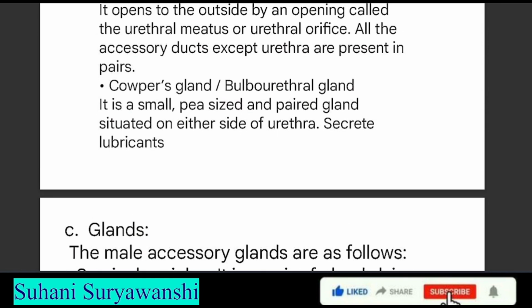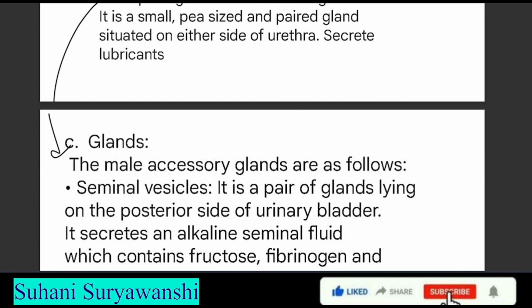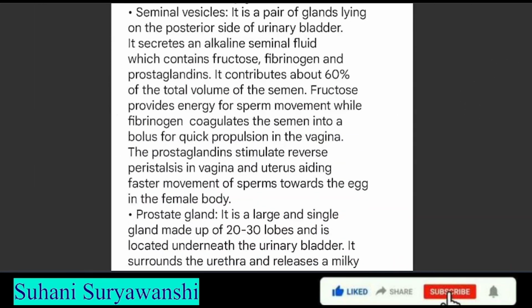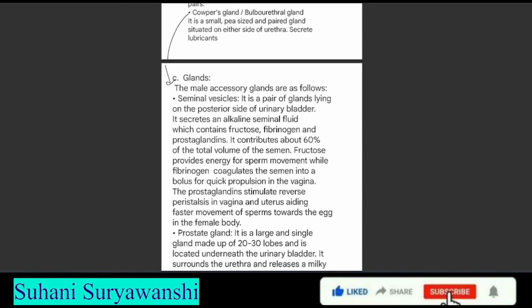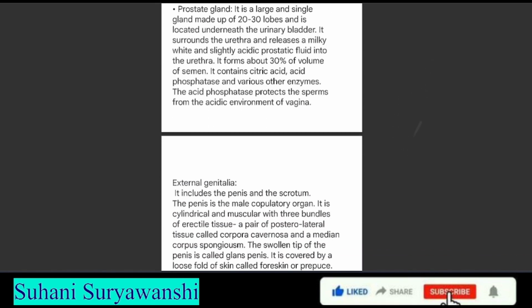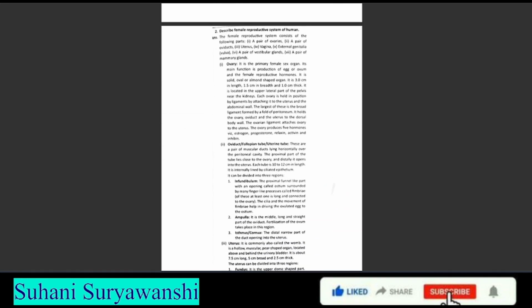Cowper's gland. Okay, so the gland should not be here. It should be in the gland section. So it's a printing mistake. It should be below in the glands. So first it will be seminal vesicle, then you have to write prostate gland, and then you have to write Cowper's gland. So write accordingly. If you want, you can take out the screenshots. Okay, then next part is external genitalia. Again, if you want, you can take out the screenshots. In external genitalia, you have to mention the penis as well as the scrotum.